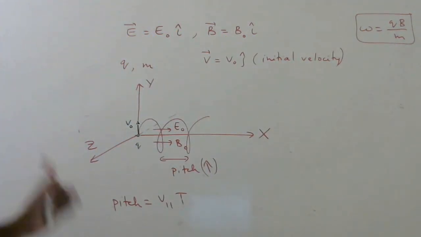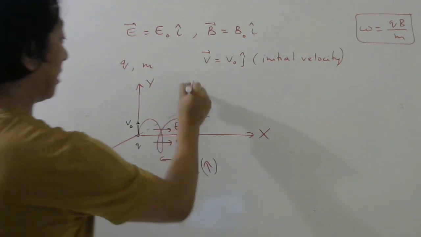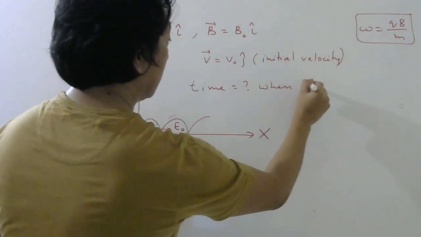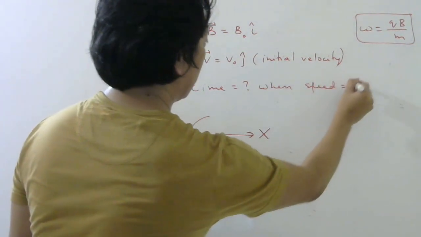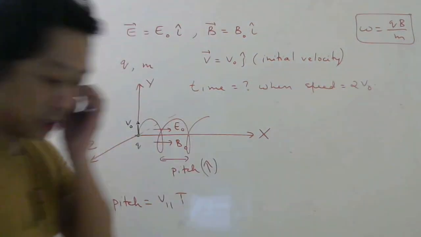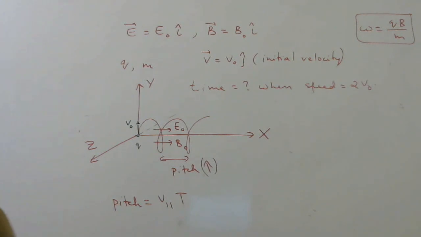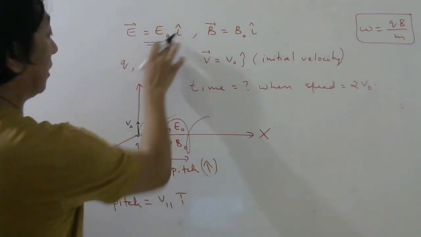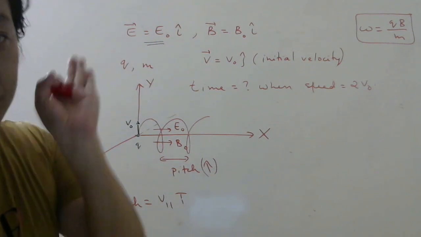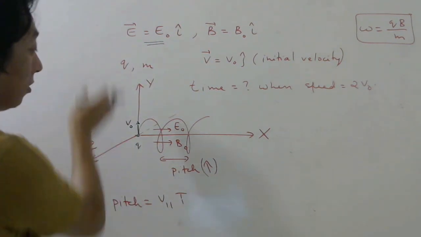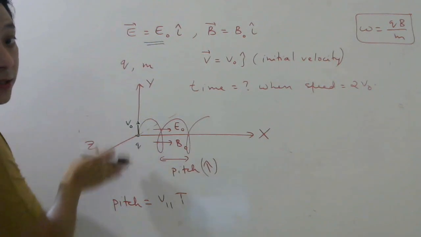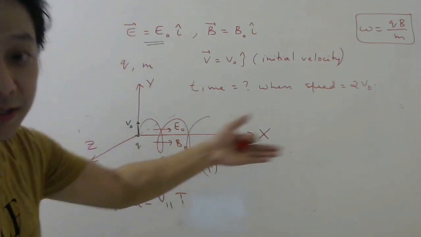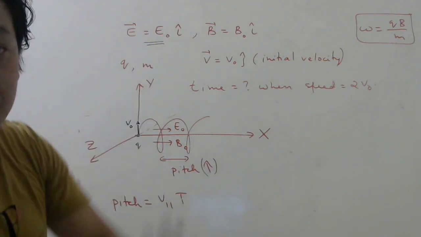So now, what are we supposed to find? We are supposed to find the time when the speed becomes equal to 2v naught. Now, concentrate. Where is the electric field applied? Along the x-axis. So only along the x-axis will the speed change, not along the yz plane. In the yz plane there will be no change in speed because the electric field is only along the x-axis, and a magnetic field cannot change the speed.